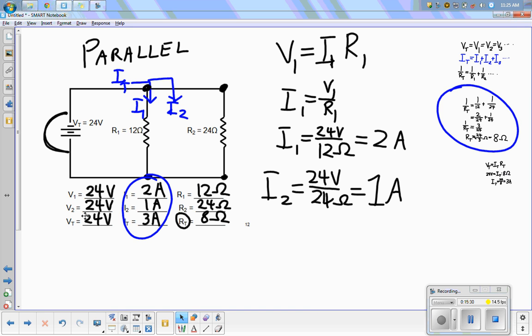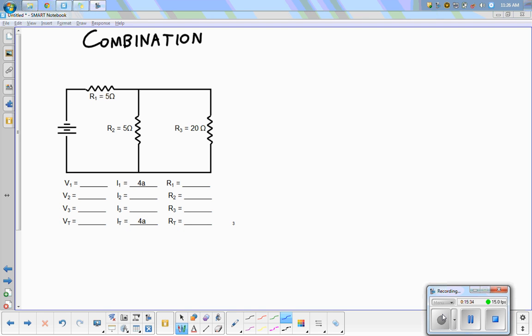All right, we've got a combination circuit, and as the name implies, it is a combo of a series circuit and a parallel circuit. We've got this R1 out here, which is not in parallel with R2 and R3. What I want you to do first, and note the current information we have down here: see if you can pause the video right now, sketch out this circuit, and fill in as much of this table as possible. Go ahead and pause this video and do that right now on your own.